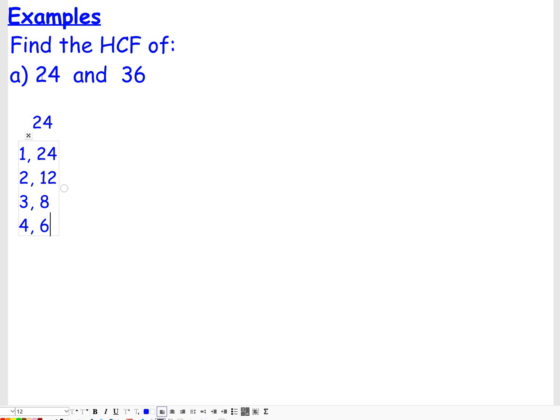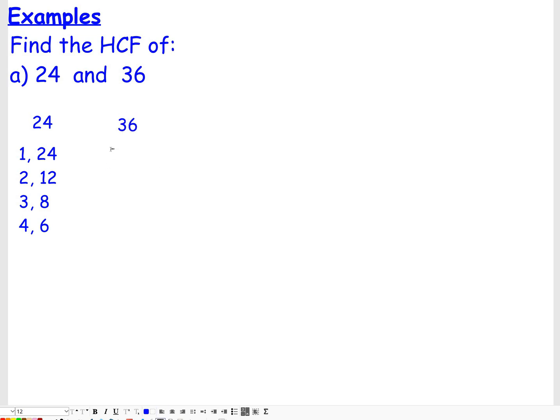Does 5 go in? Well, no, it doesn't divide by 5 because the unit digit is a 4. And then does 6 go in? Well, it's already in our list here, so we have found all of the factors of 24. Moving on to 36 then.